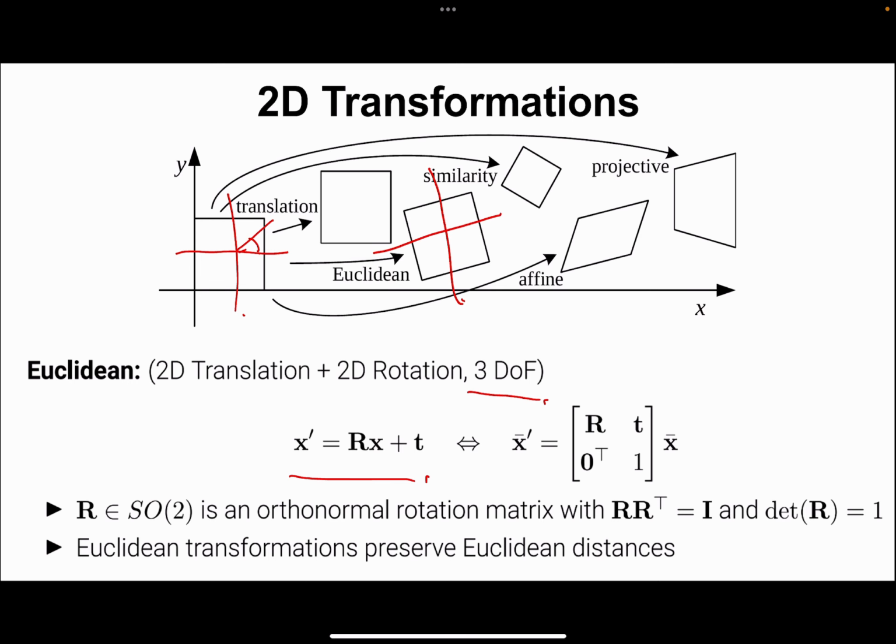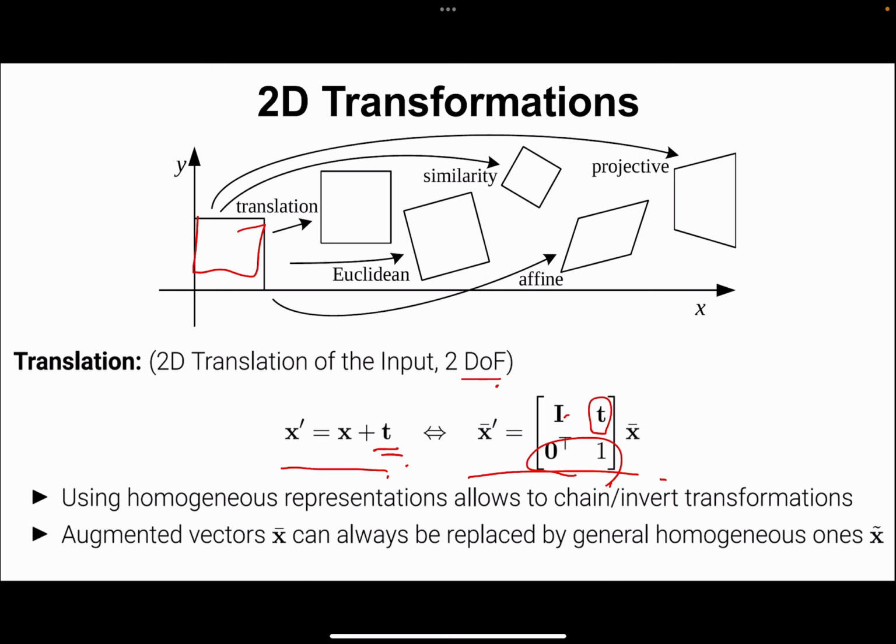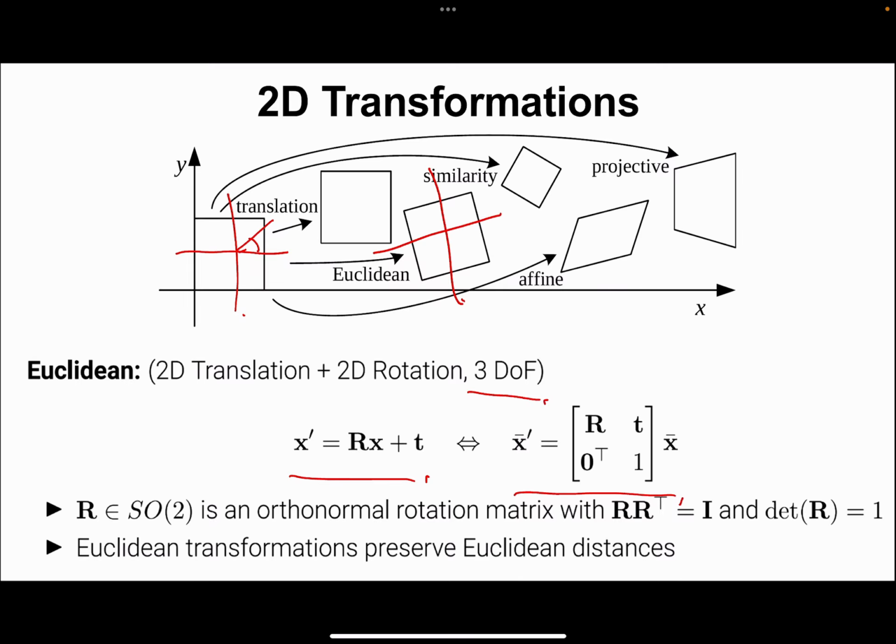And in matrix form, we can replace. So in the previous translation, we had the identity matrix at the upper left of the transformation matrix. But in Euclidean, we are going to replace the identity matrix with the rotation matrix. I guess you have at least already heard what a rotation matrix is.